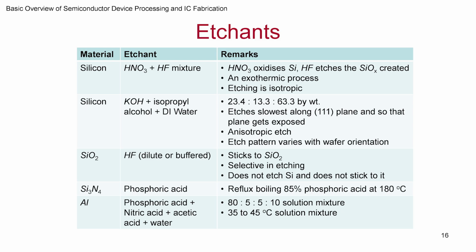So I have tabulated the various etchants. You are welcome to take a look at this. But it's not about memorizing, but getting a feel for what is happening, what is oxidizing, what is dissolving, and so on. So silicon can be etched by the HNO3 HF mixture. It can also be etched by KOH, isopropyl alcohol, DI water mixture. SiO2, HF, usually buffered HF or dilute HF. Silicon nitride, orthophosphoric acid. Aluminum, orthophosphoric acid, nitric acid, acetic acid, and water. Okay. So this is just a table that sort of summarizes what we discussed, and some more details.